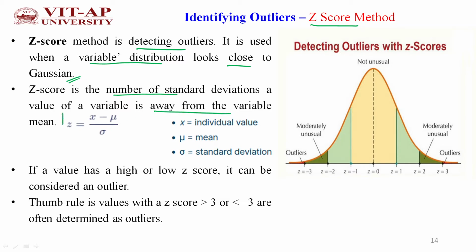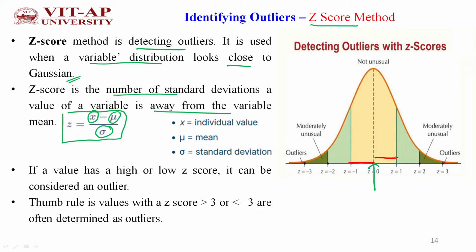The formula for the Z-score is Z equals the data point value x minus the mean of that feature, divided by the standard deviation. Here the mean is the center point of the bell curve. Here the Z-score is 0, and then on both sides the data is distributed based upon the Z-score value. This portion is Z-score 1, then minus 1.